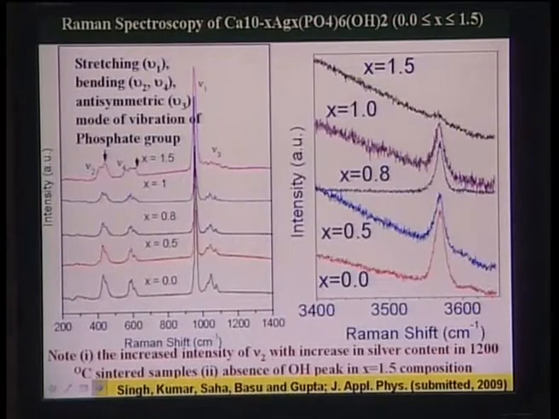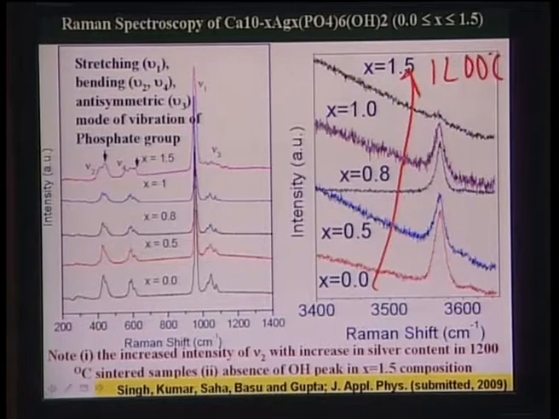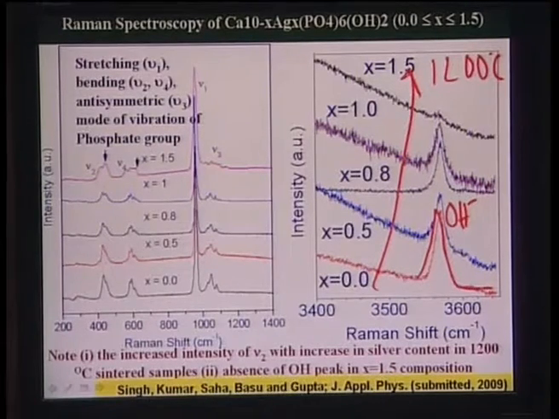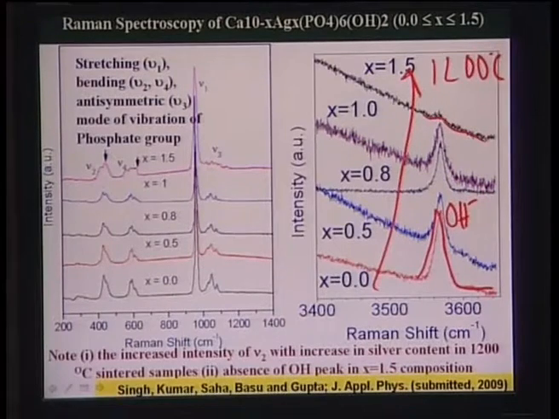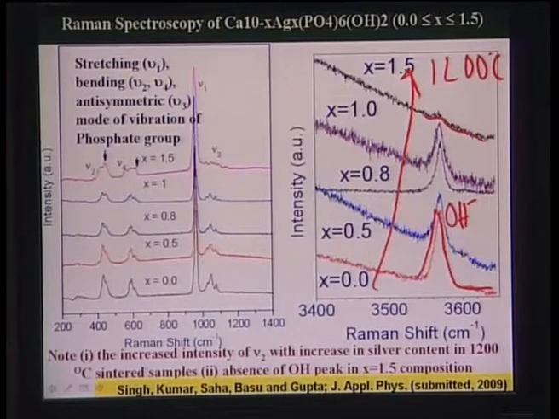The other clear trend you can notice here, from x equal to 0 to x equal to 1.5, after sintering at 1200 degrees Celsius, is the Raman band which corresponds to the OH minus vibration band. You see a very clear OH minus vibration band at x equal to 0.0, and it clearly disappears at x equal to 1.5. OH minus essentially indicates whether you have hydroxyapatite in the lattice or not. When this OH minus completely disappears, that tells you hydroxyapatite is completely lost from the material, and you only have the tricalcium phosphate phase.